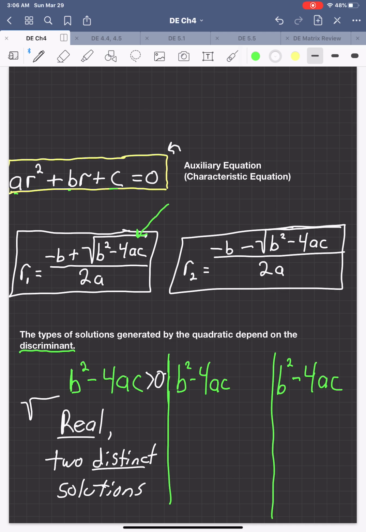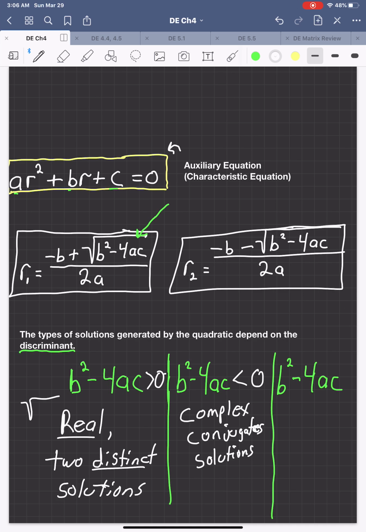Now, what if it's the case where your b squared minus 4ac is actually a negative number? What if it's less than 0? Well, then you're definitely going to have imaginary units in your solutions. Your solutions are going to be what we call complex numbers, complex conjugates, for solutions.